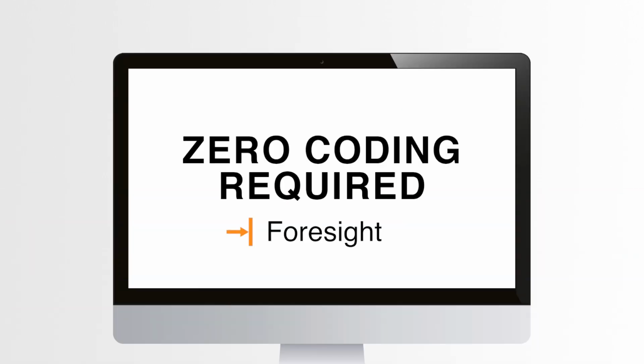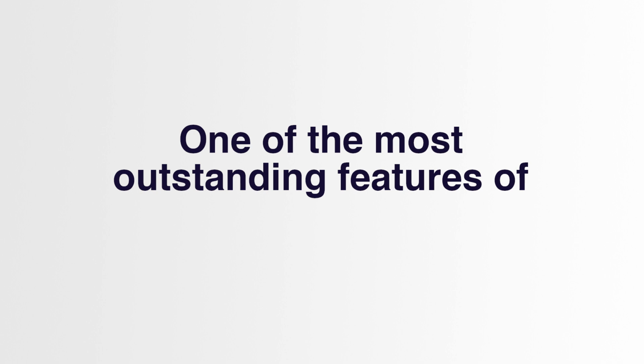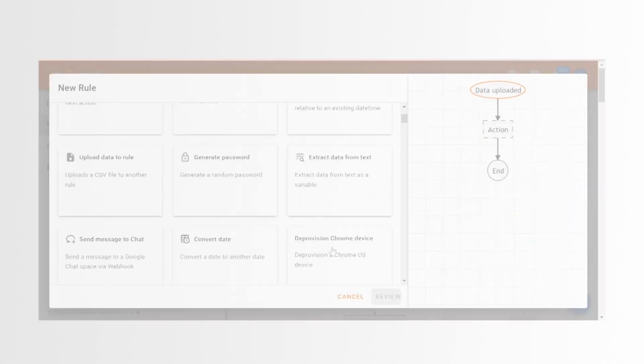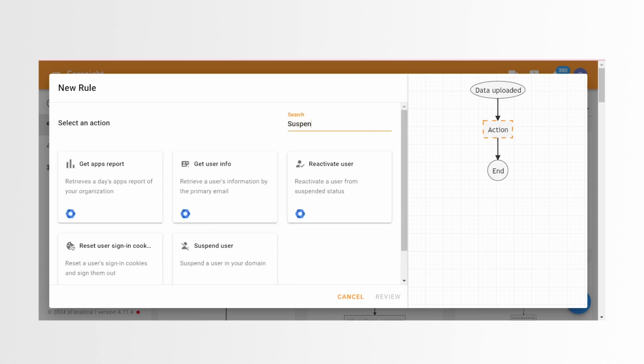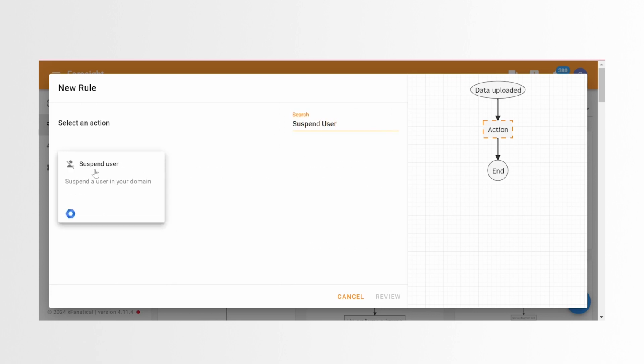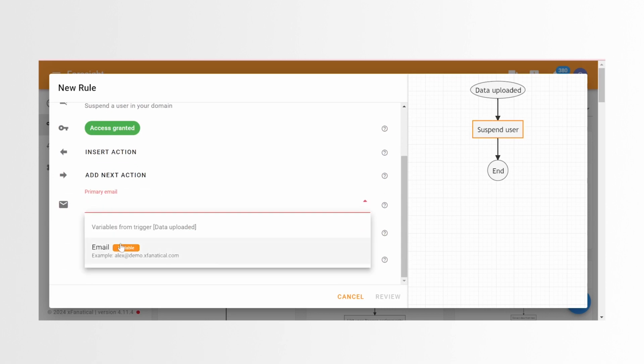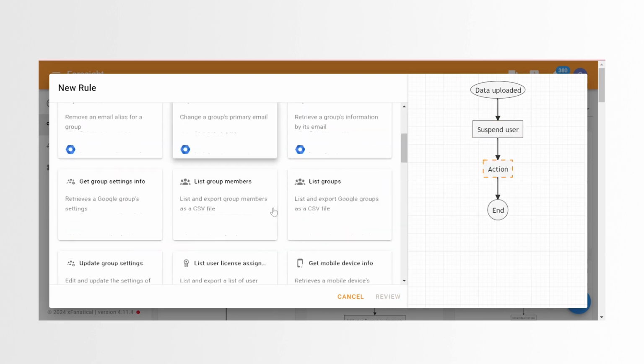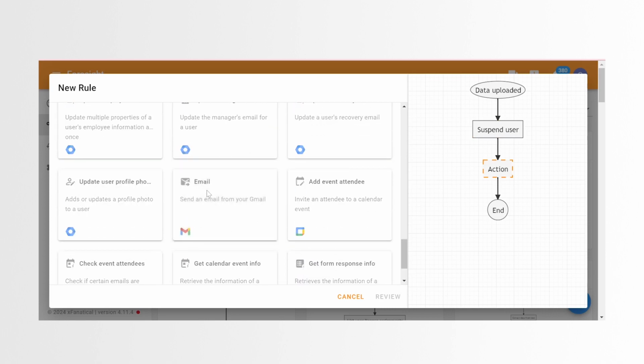Zero coding required. One of the most outstanding features of xFanatical Foresight is the no-code automation. That means you can automate the workflows without writing any lengthy automation script. It offers pre-built functionalities like actions and triggers to proceed with your task. Just a few clicks, drags and drops will lead you to complete your tasks.